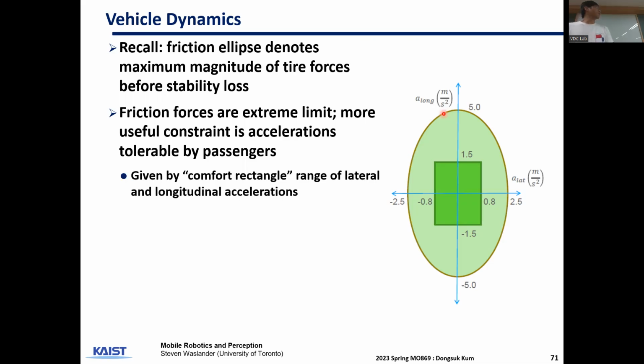This limit is a useful limit, but it's generally the maximum upper boundary of your acceleration that should be allowed. However, for common implementations, you usually want to constrain the acceleration even further for more comfort. So this becomes the comfort rectangle range, which is here. This is generally the comfortable range that you should have for your acceleration, and this is the maximum allowable.